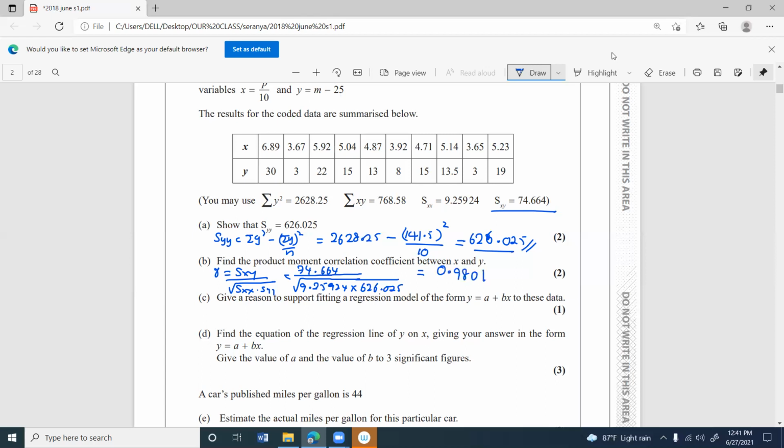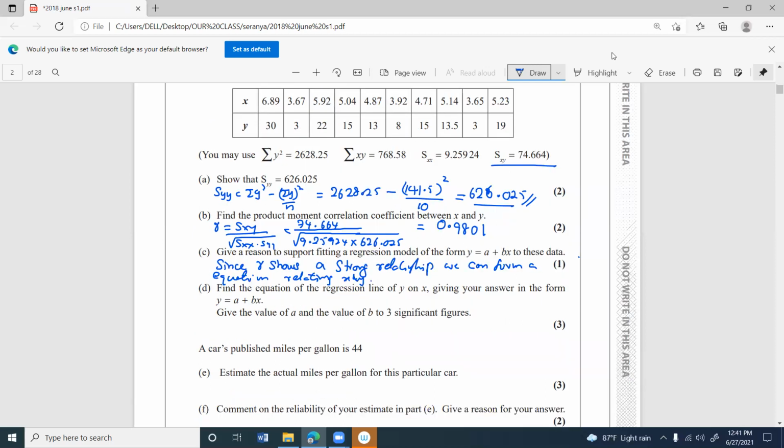0.980, yeah. Okay. Give a reason to support fitting a regression model in the form y equals a plus bx to the data. Because here you know that the product moment correlation coefficient shows a strong relationship between x and y. Therefore, you can model an equation relating x and y. So you can say, since r shows a strong relationship, we can form an equation relating x and y. That's the reason we can generate an equation for this kind of information.